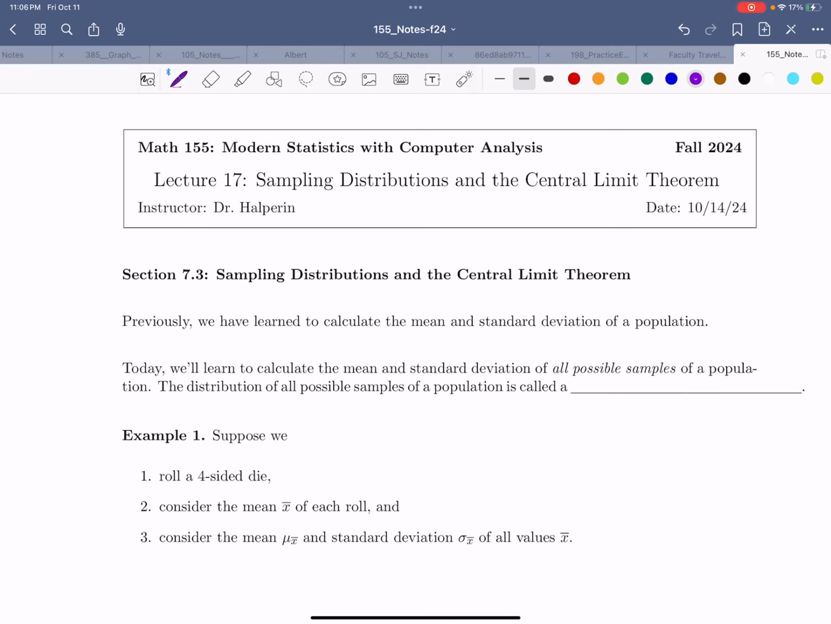And then we're fixing a number, a sample size, and we're considering all possible samples of that population of that fixed size. And for each of those samples, we're taking the mean, and we're taking the standard deviation. But in particular with the mean, we're taking the means, and those are going to be the raw scores.